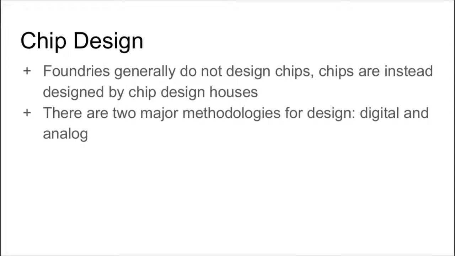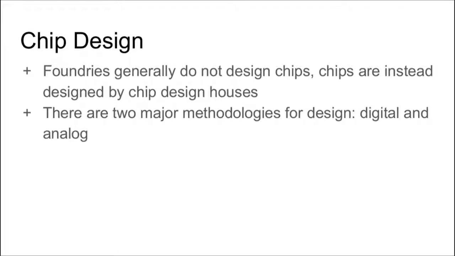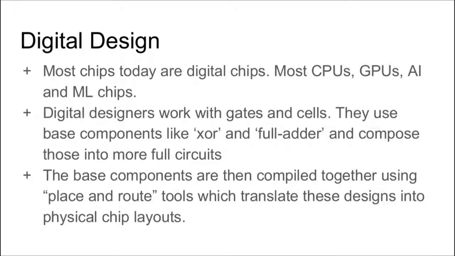So after you have a relationship with a foundry and you know what process you're targeting, you have to do chip design. Generally the foundries aren't the ones who design the chips. You have chip design houses or chip design teams that come together and decide what circuit or what physical structure the foundry is going to assemble, and they pass instruction sheets off to the foundry, and the foundry uses that to manufacture your chips. There are two major design methodologies. One is digital, one is analog, and I'm going to break those down.